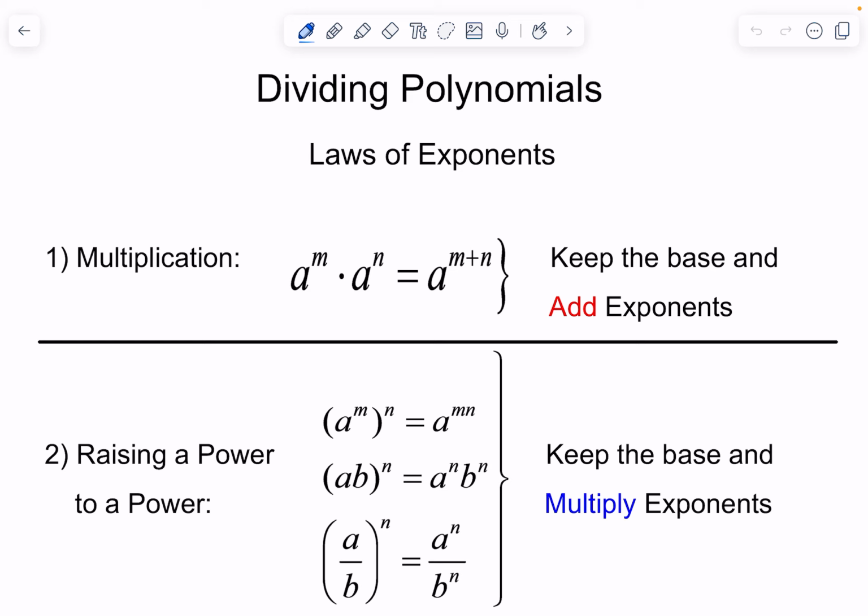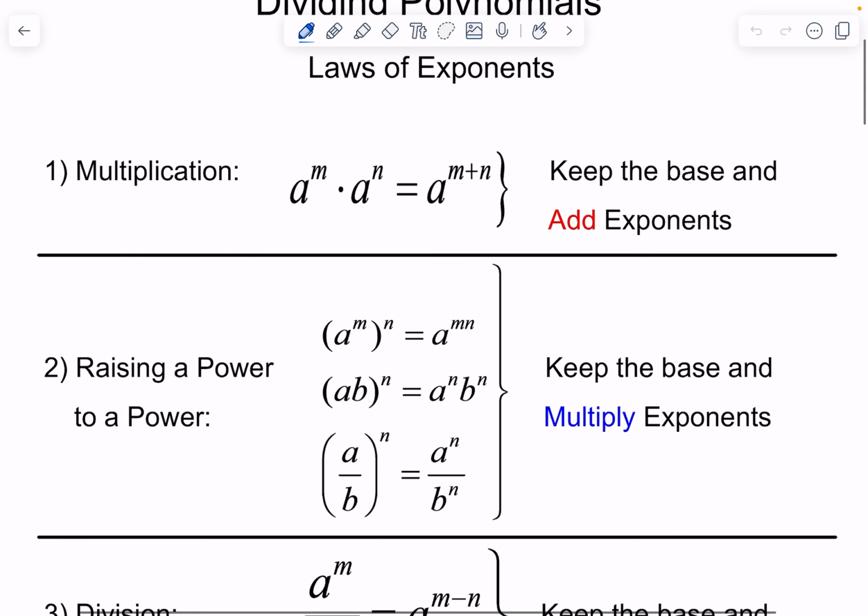Today we're going to learn how to divide polynomials. But before we get into it, let's go ahead and have a brief review of the laws of exponents. Remember that when we're multiplying the same base, we're going to keep the base and add the exponents. So that's the multiplication property.